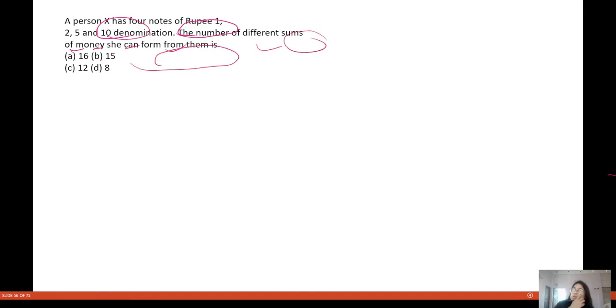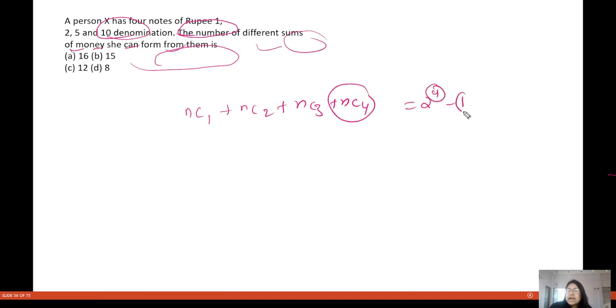Okay, the number of different sums of money she can form from them. See, that is given by what? nC1 plus nC2 plus nC3 plus nC4. This is nothing but 2 to the power 4, and we are not considering nC0, so we will subtract it here. Here n is 4 only, so this is given by 2 to the power 4 minus 1.